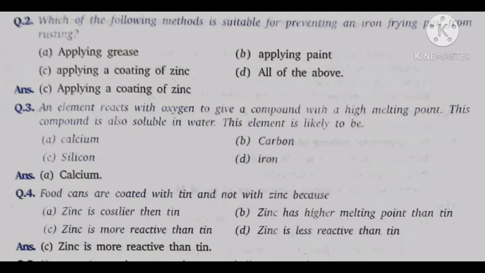Question number 4. Food cans are coated with tin and not with zinc because A. Zinc is costlier than tin. B. Zinc has a higher melting point than tin. C. Zinc is more reactive than tin. D. Zinc is less reactive than tin. Answer C. Zinc is more reactive than tin.